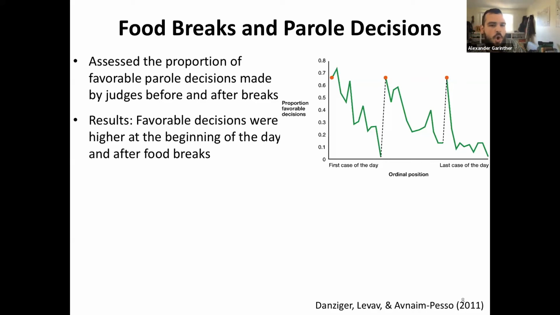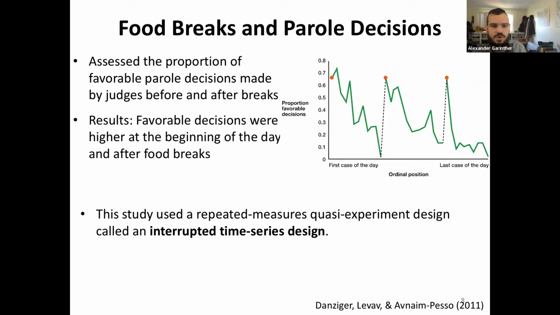So over time, we're looking at the proportion of favorable decisions made. That's the dependent variable on the y-axis. And on the x-axis, we have cases throughout the day. These are data from a real study that was conducted with persons who were in an Israeli prison. The type of design we're looking at here is called an interrupted time series design. So over time, the same judges, we can track their parole decisions.